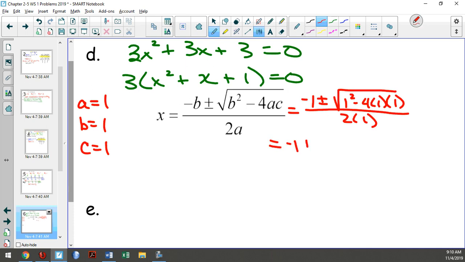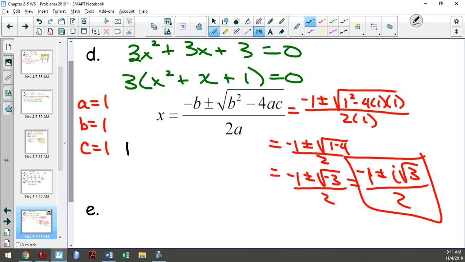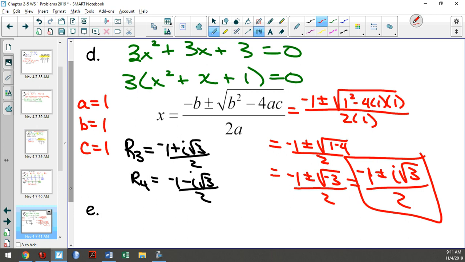So this is going to give me -1 plus or minus the square root of 1 minus 4 over 2, which is going to be -1 plus or minus the square root of -3 over 2, which is going to give me -1 plus or minus i square root of 3 over 2. You know what that means? I just found root 3 and root 4. What is root 3? -1 plus i square root of 3 over 2. And what is root 4? Very good. -1 minus i square root of 3 over 2.